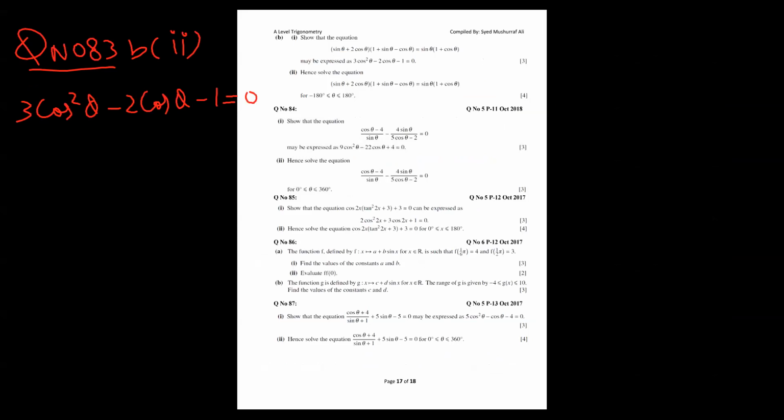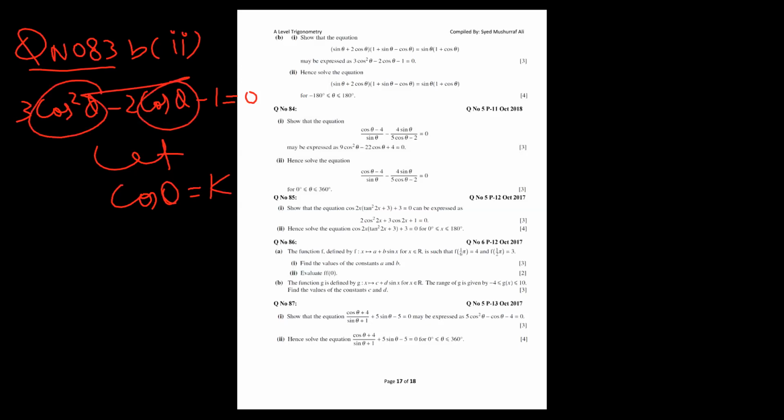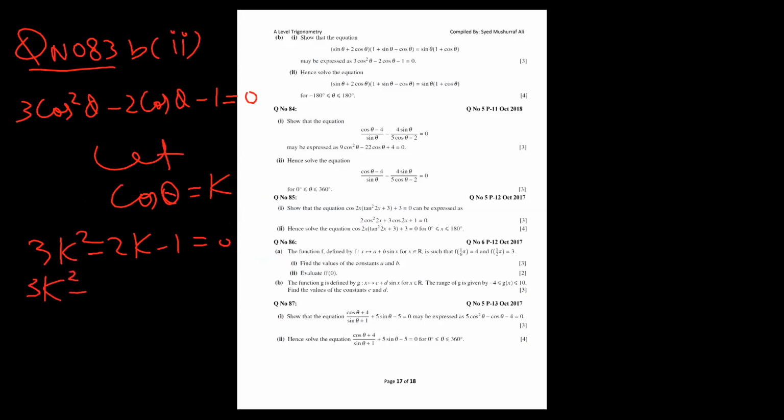Okay, you can let cos theta equal k also. And it becomes k square and k. So this equation turns to be 3k square minus 2k minus 1. Or you can do it directly, even without assuming. Now factorization is possible, or apply the quadratic formula. So 3k square, 3k plus 1, k minus 1 equals 0. 3k common, I got k minus 1, and plus 1 common.